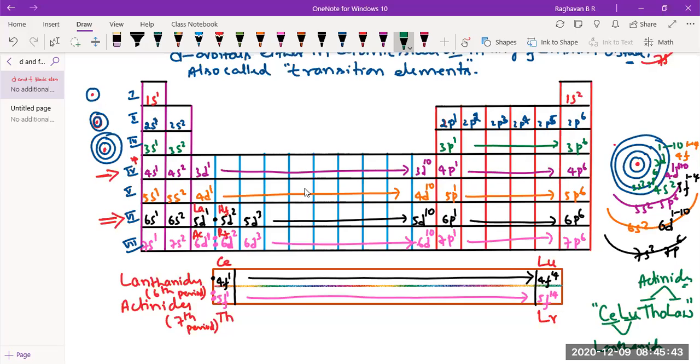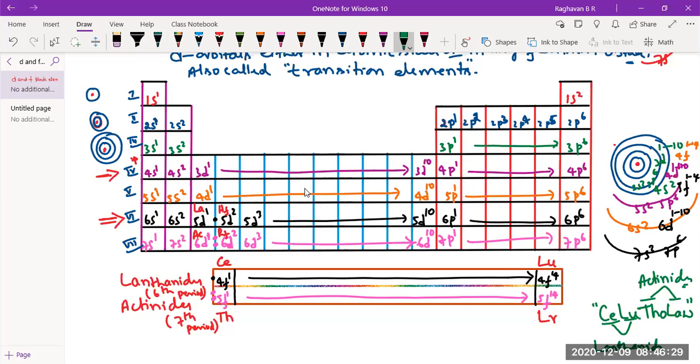Which are the elements present in the 3D, 4D, 5D, 6D series? Before that, you should remember that from the fourth period onwards, 3D fills. That means D block elements are present from the fourth period onwards. In the fourth period, D block elements in which 3D 1 to 10 fills are present. In the fifth period, 4D 1 to 10 are filled. In the sixth period, 5D 1 to 10 are filled. In the seventh period, 6D 1 to 10 are filled.